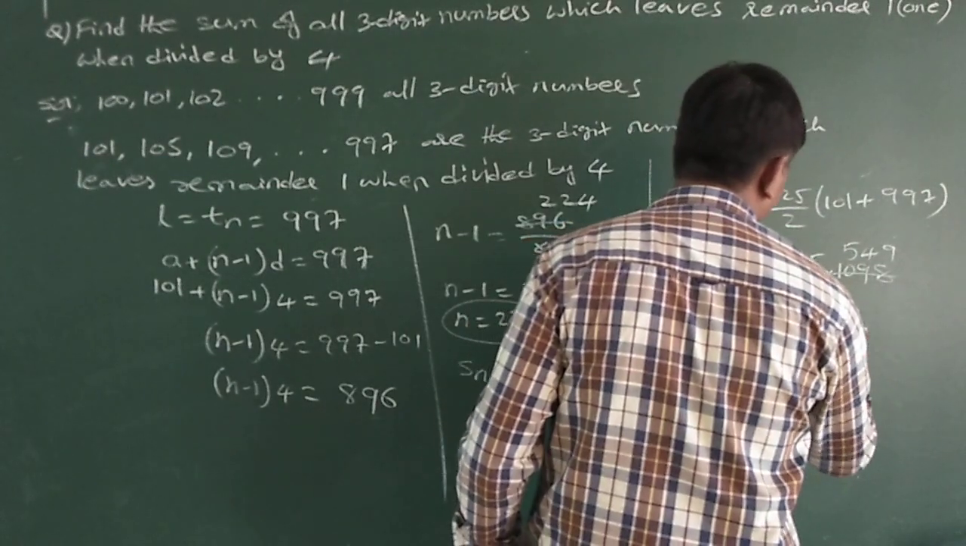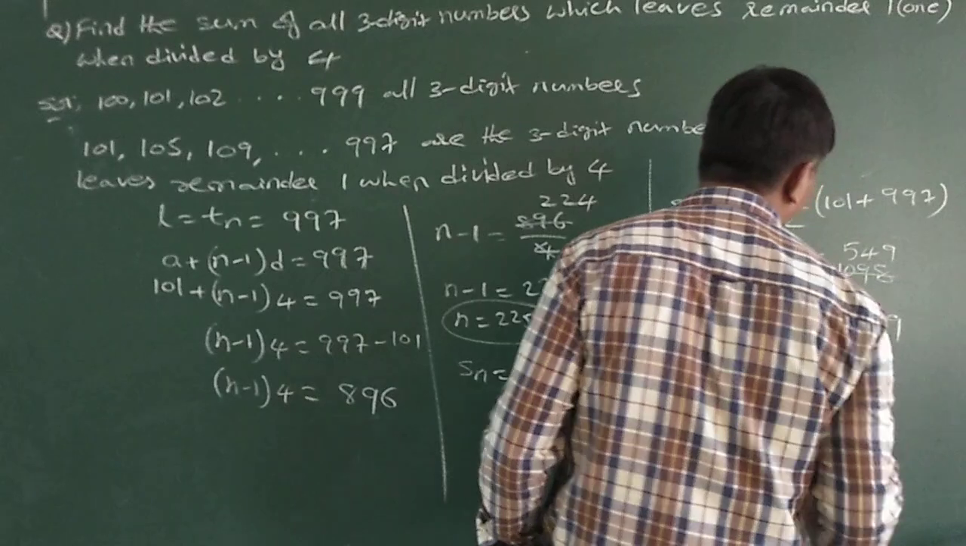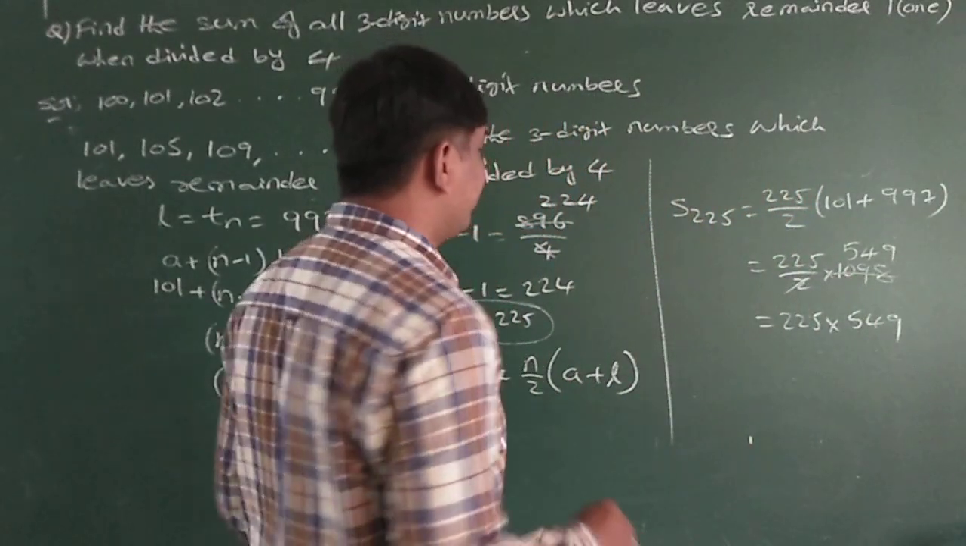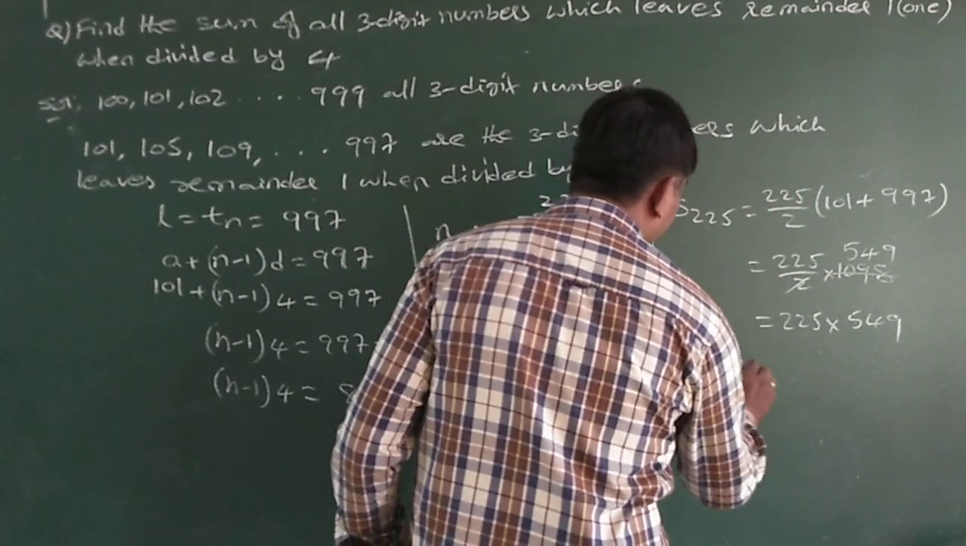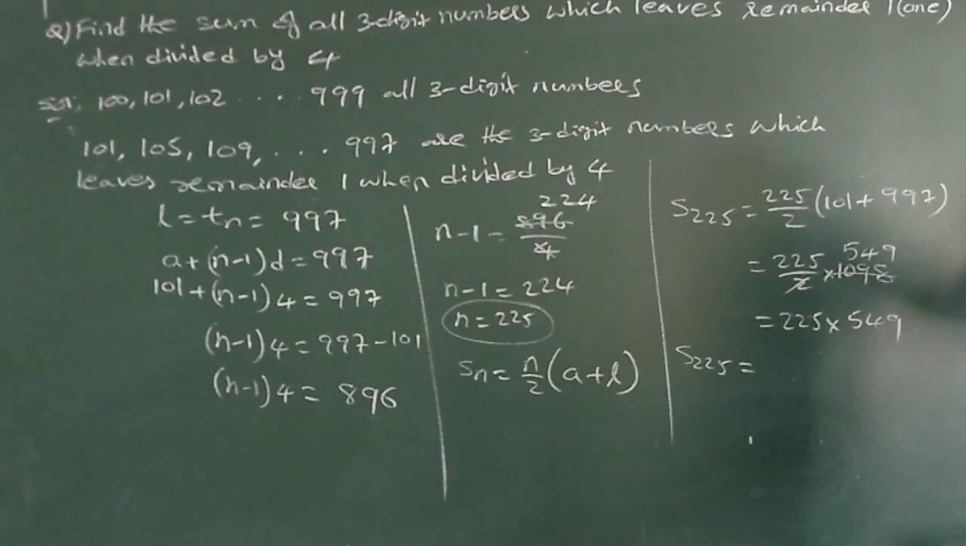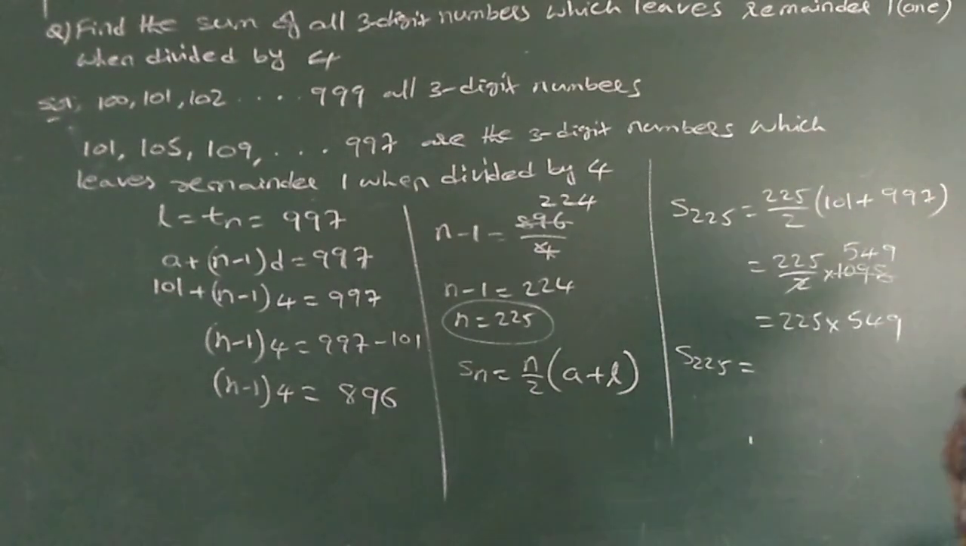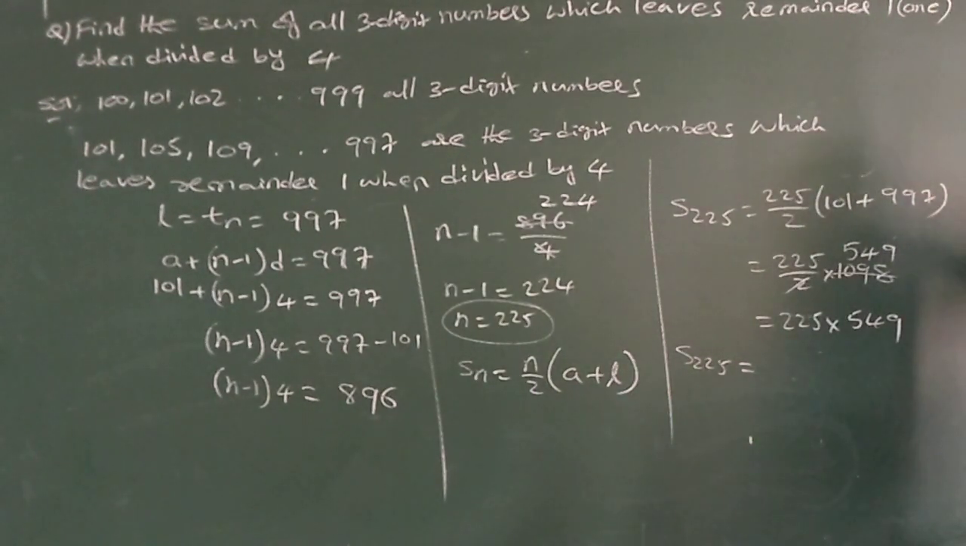Now 225 into 549. Multiply and write the value. Now 549 multiplied with 225. 5 9s are 45. 5 4s are 20 plus 4, 24. 5 5s are 25, 25 plus 2, 27. 2 9s are 18. 2 4s are 8 plus 1, 9. 2 5s are 10.